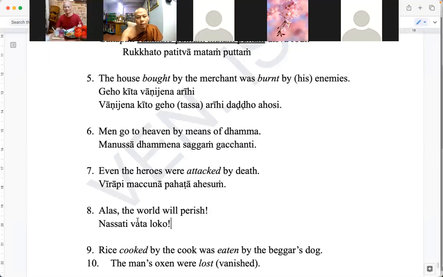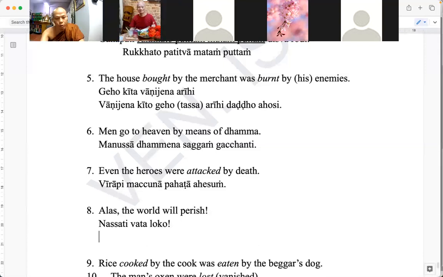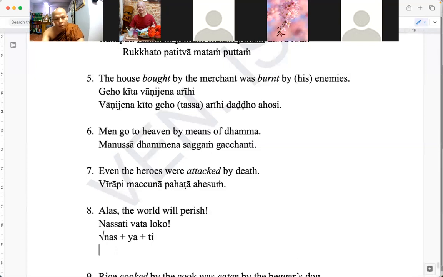Sorry. Yes, Bhante, can we use vinassati also, instead of nassati? The same. Yes, the same. So nassati is nas plus ya and the ti. And vinassati is just nassati with the prefix vi, with the same meaning.